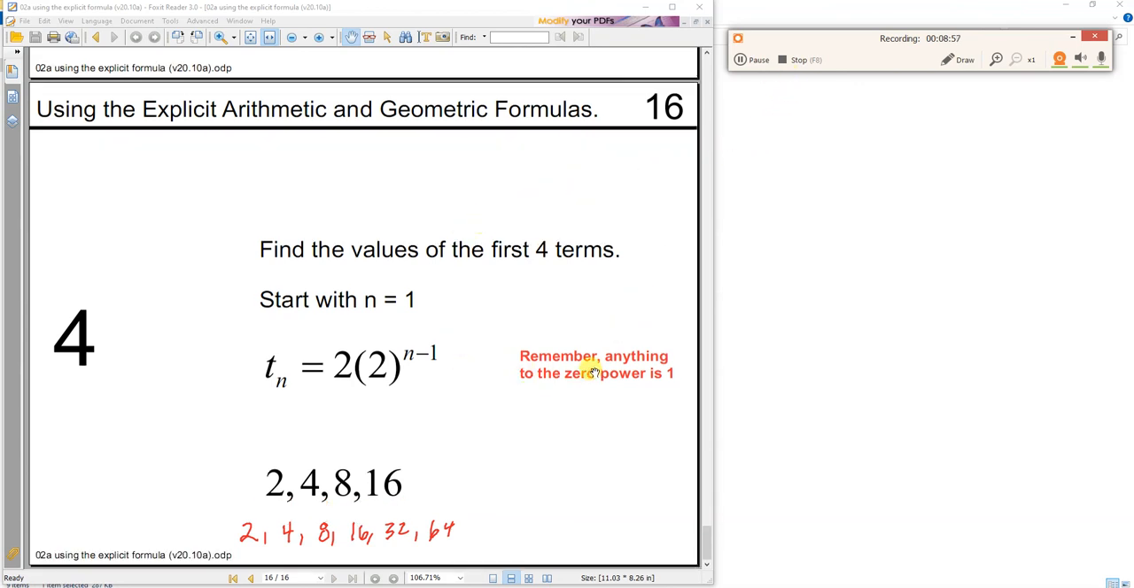Let's get this into our notes. Remember, anything to the 0 power is 1. Hopefully that's in your brain by now.